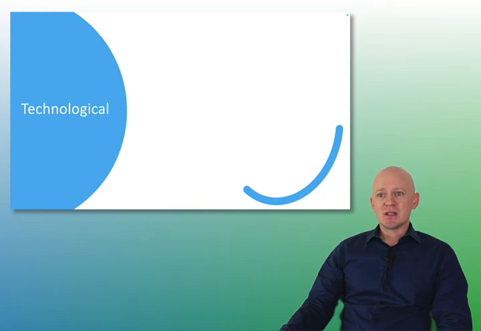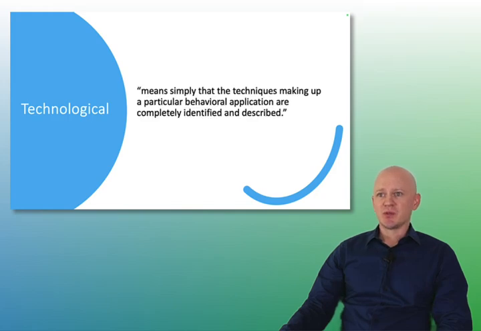The next dimension is technological. Baer, Wolf, and Risley talked about this as simply that the techniques have been described and identified in a way that someone else could implement those procedures if they have similar training. So what this means is, have I described the intervention in a way that another RBT or another behavior analyst could pick up and implement it in the exact same way that you had intended or that had been designed in that study.